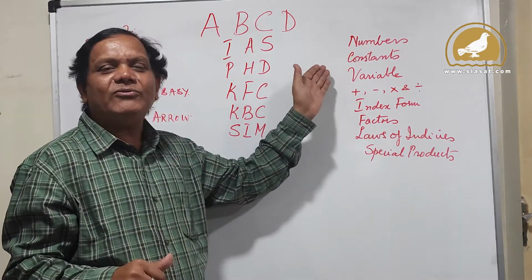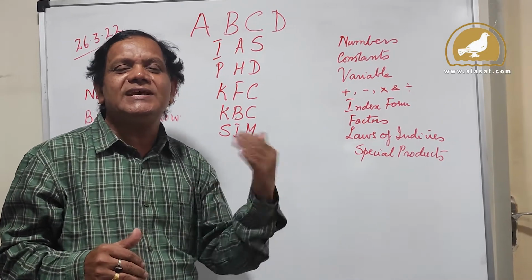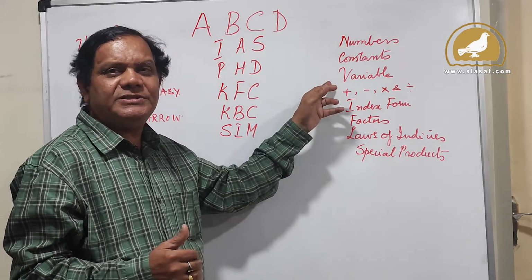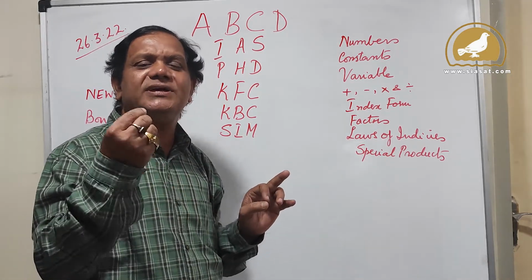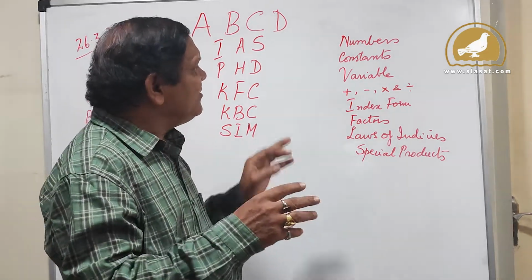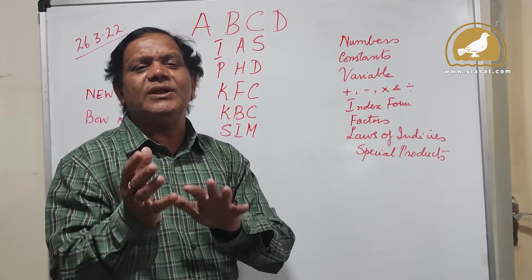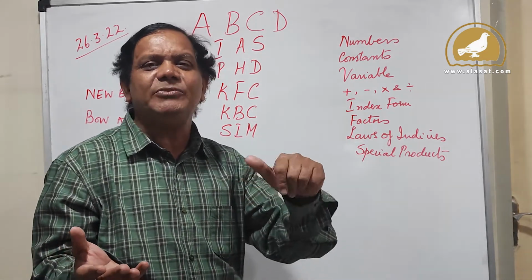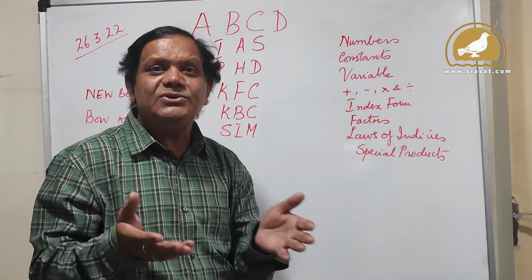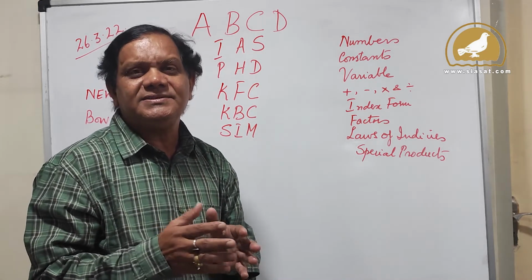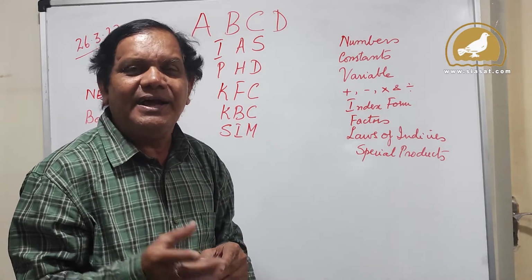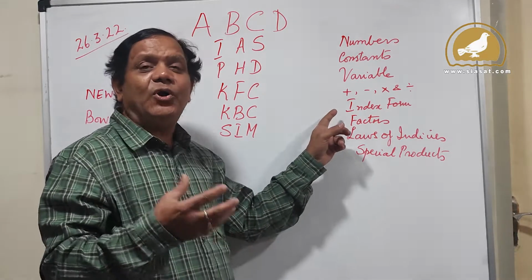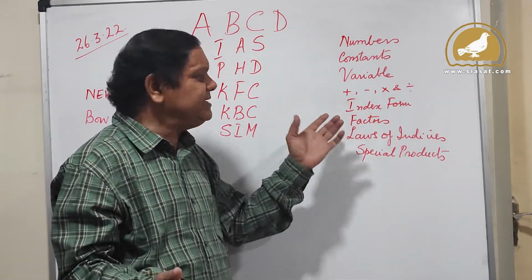Then next you have constants. We will be using some constants as alphabets and sometimes numbers also. And we have variables, usually used as x, y, z. Once we use these constants, numbers and variables, we have to use the mathematical operations like addition, subtraction, multiplication and division. And for this you should be very fast. Speed and accuracy are required, and that requires practice. That comes under basics.